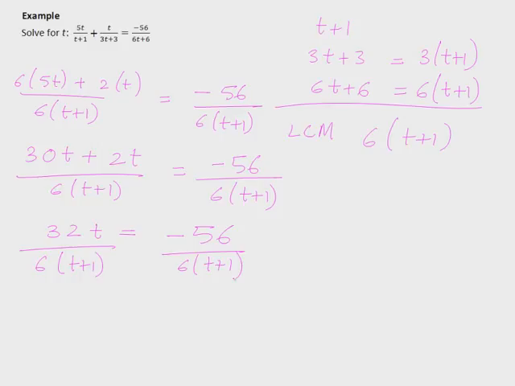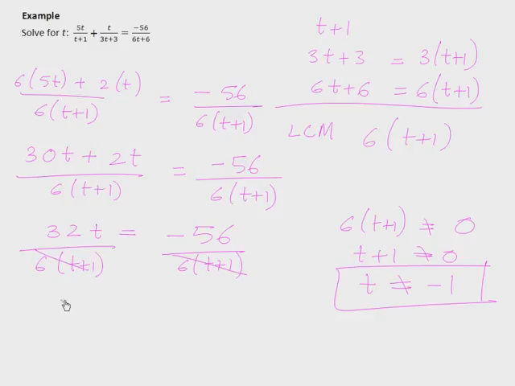Well, firstly, for these expressions to make sense at all, the denominators can't be 0. So 6 into t plus 1 had better not be 0. That means t plus 1 had better not be 0. That means t cannot be minus 1. So we are working under this assumption that t is not minus 1. If t is minus 1, nothing makes sense. Now let's solve it. If t is not equal to minus 1, then 6 into t plus 1 is not 0. So I can cancel out 6 into t plus 1 on both sides, and what I'm left with is a very simple linear equation.